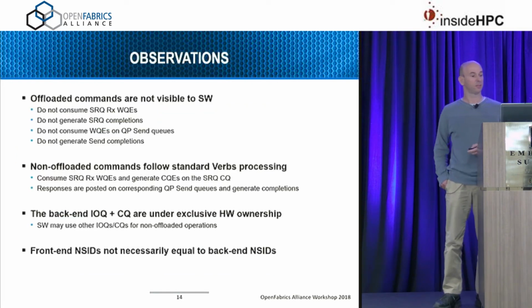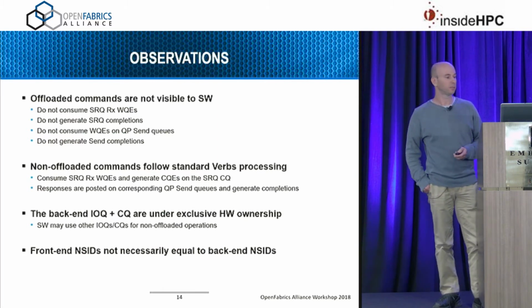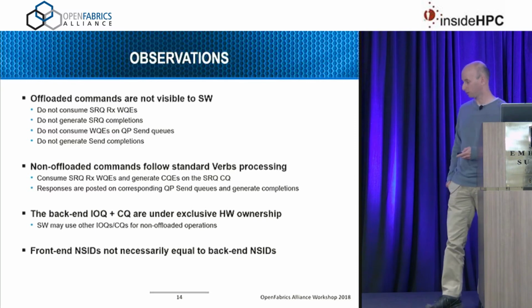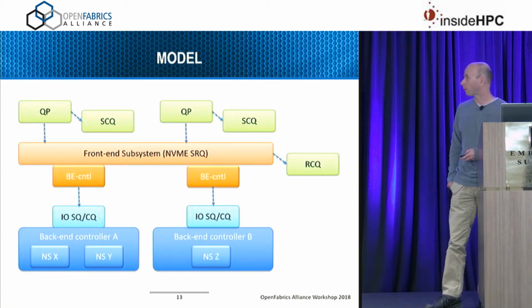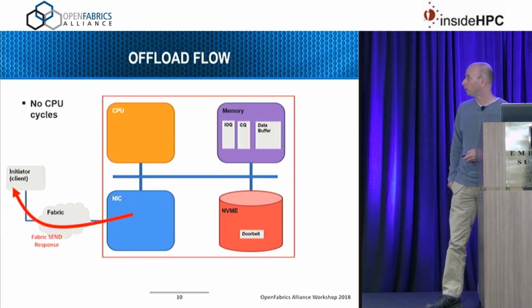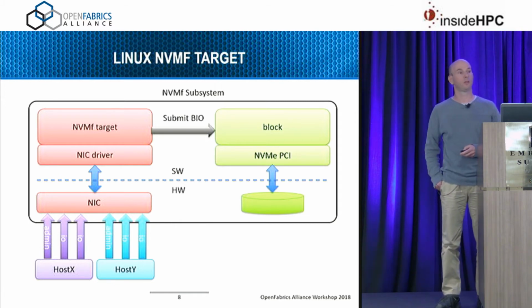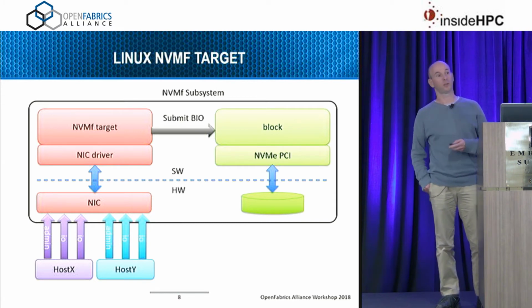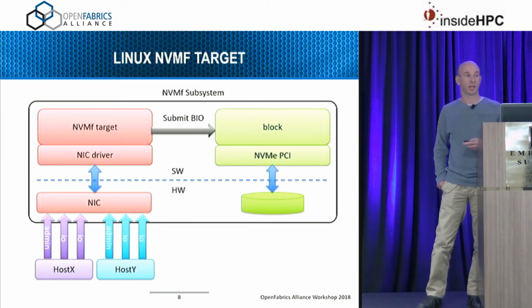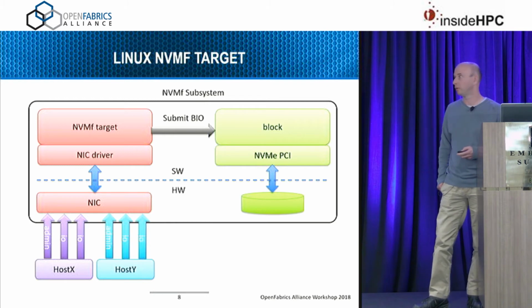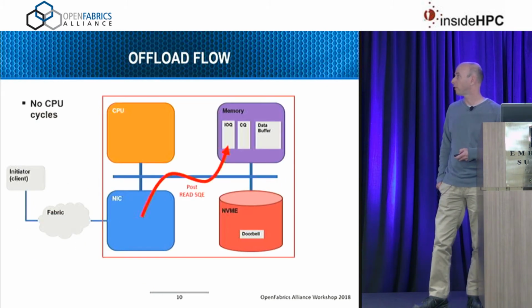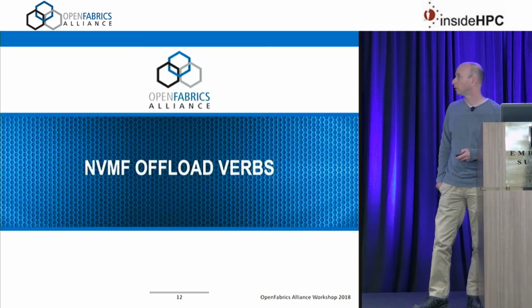A final thing to note is that front-end namespaces are not necessarily equal to back-end namespaces. So again, if I'm going back to the model here, or even back to the Linux model, there's no one-to-one relationship between the NVMe-oF subsystem that I'm presenting to my clients and the local NVMe drives. I can aggregate a lot of namespaces from different devices, whether they're NVMe devices or other types of storage. And the same thing is likely to happen in the offload case.